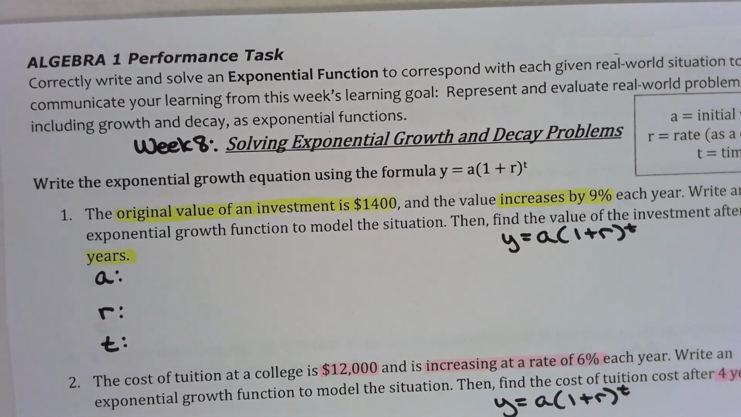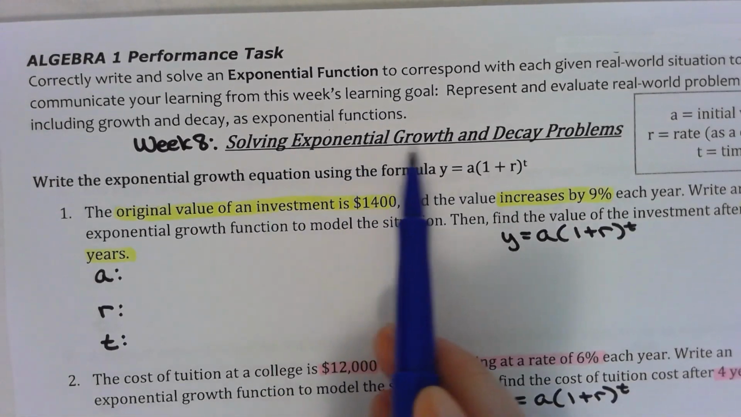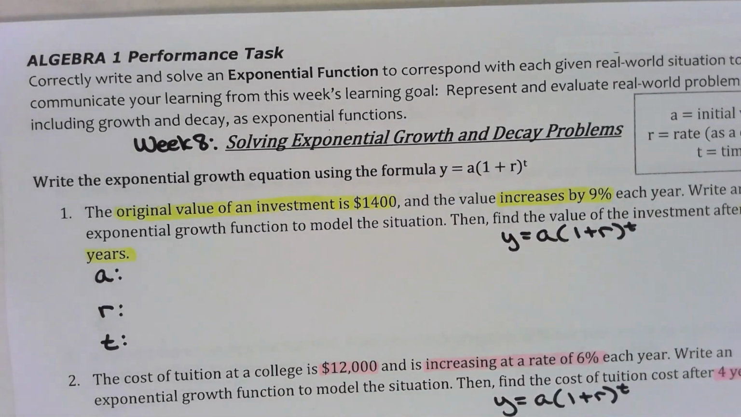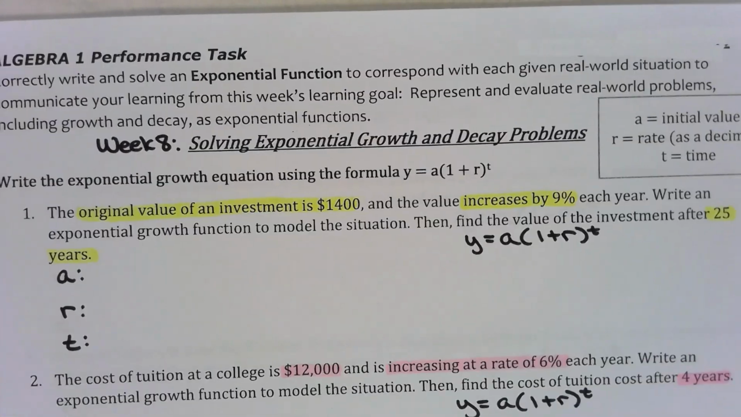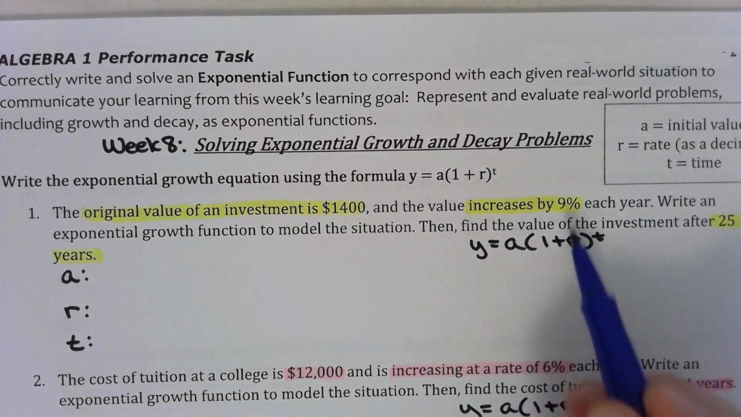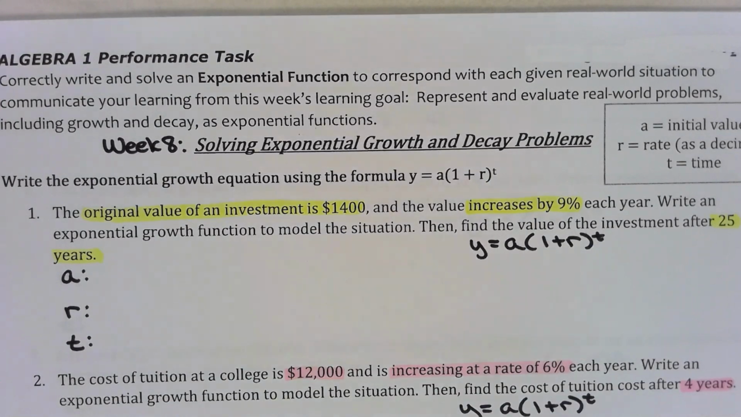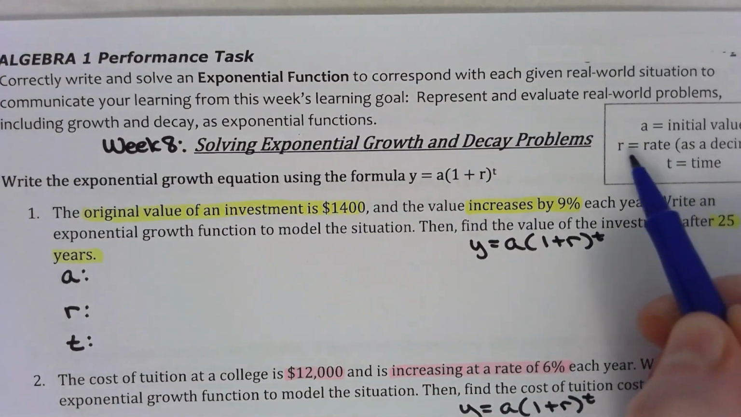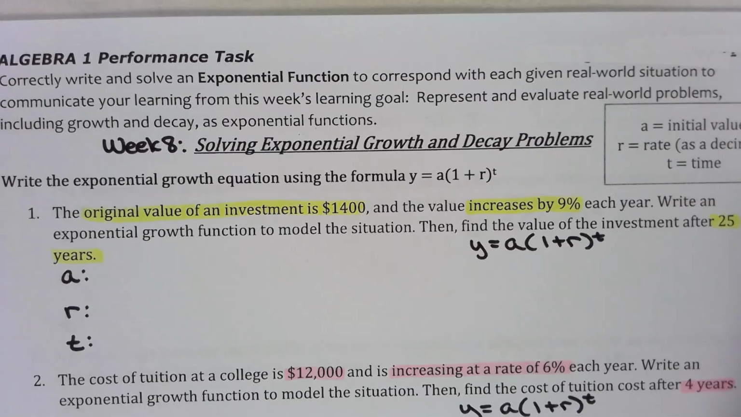This is the answer key explanation for the week 8 worksheet, solving exponential growth and decay problems. When you're dealing with exponential growth, you're going to have 1 plus the r, and all these first 5 problems are growth, so I have that written. A is your beginning amount, r is your rate as a decimal, and t is time.